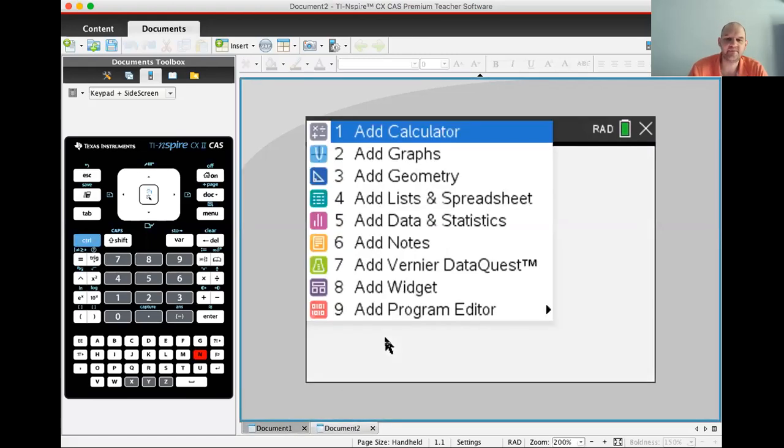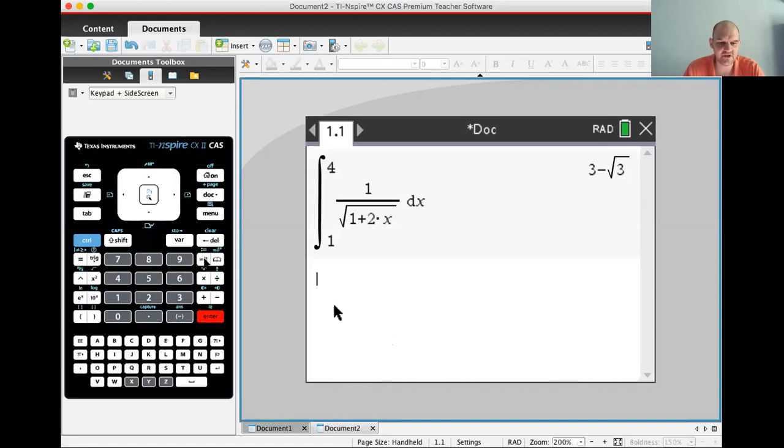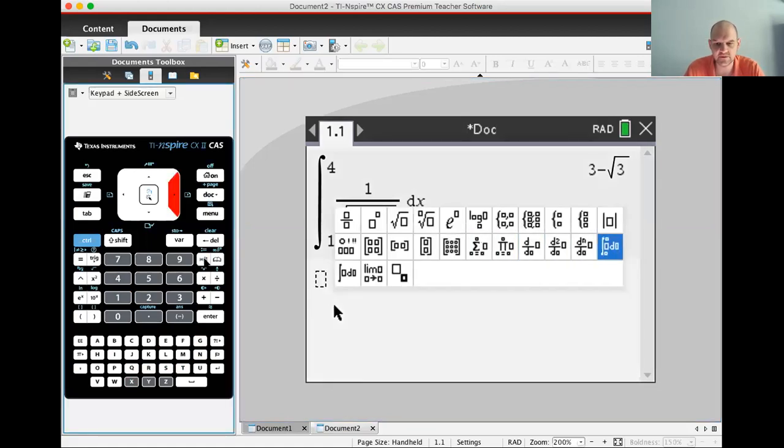All right, so the integral of 1 over the square root of 1 plus 2x. You should always be using the templates and just make it look exactly how it looks on the paper. But whatever, I don't do that. It's just faster for me to type. Here, I'll do the template.